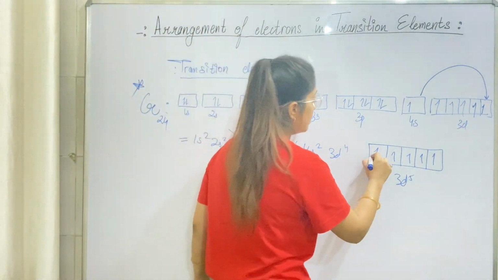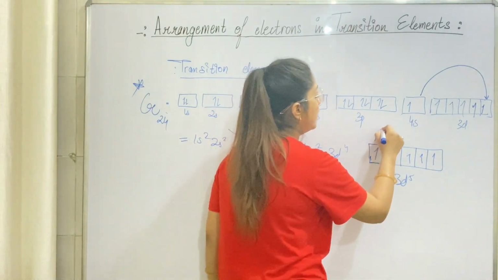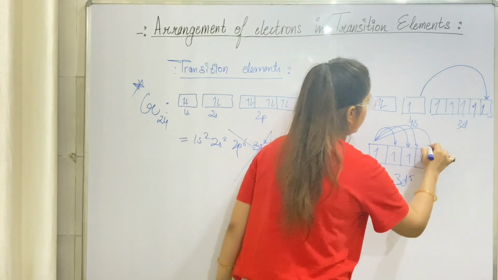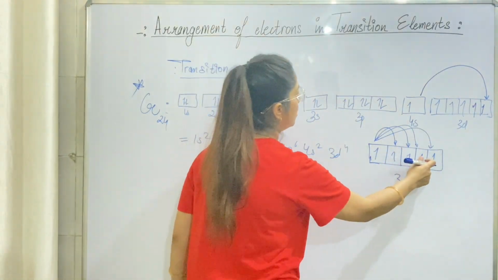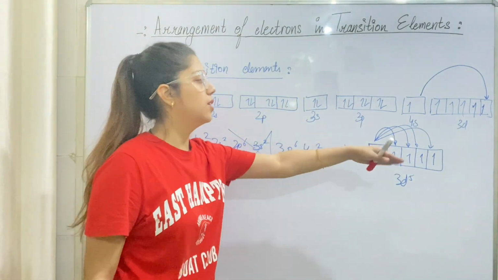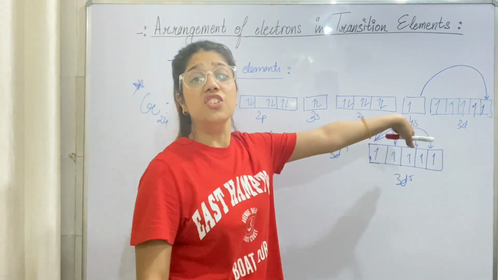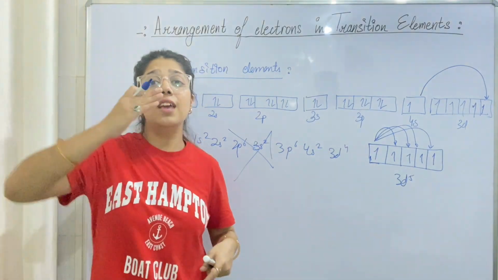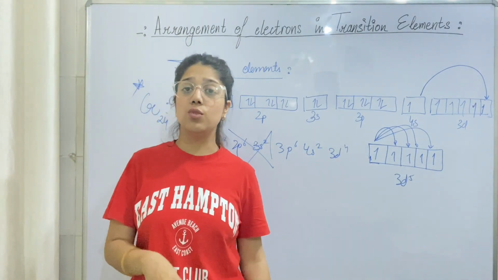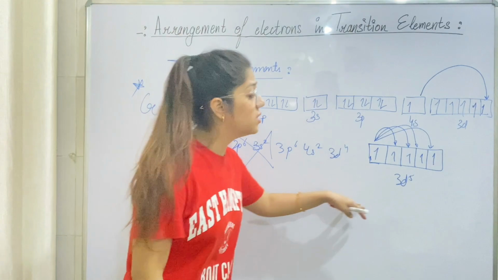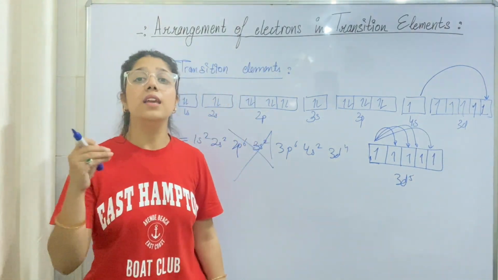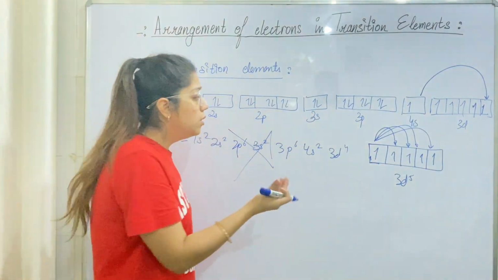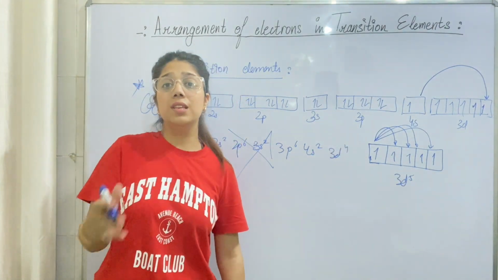Also, when there is a half-filled configuration, electrons can exchange their positions, right? This electron can go here, here, here, anywhere, and these can also exchange their positions. They release energy when they exchange their position, and this energy is known as exchange energy. Due to this energy as well, there is always stability. So the more the exchange energy, the more the stability.